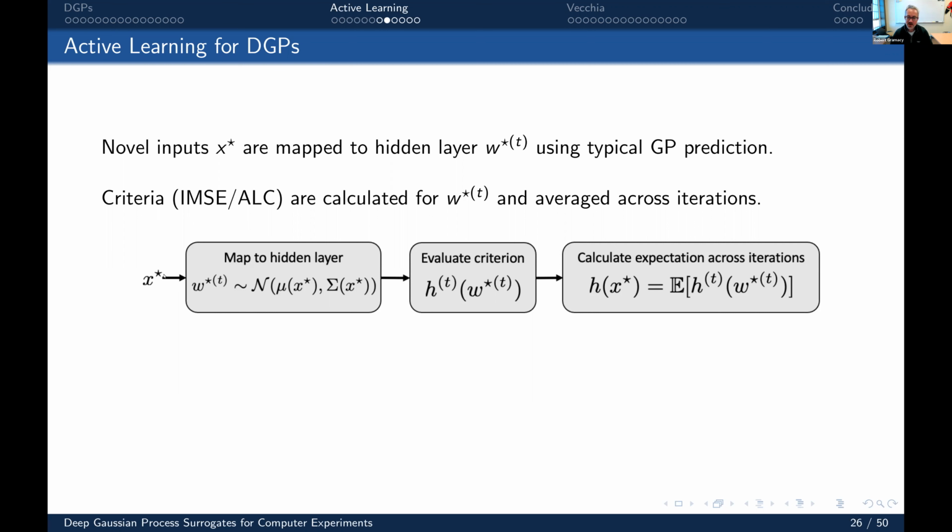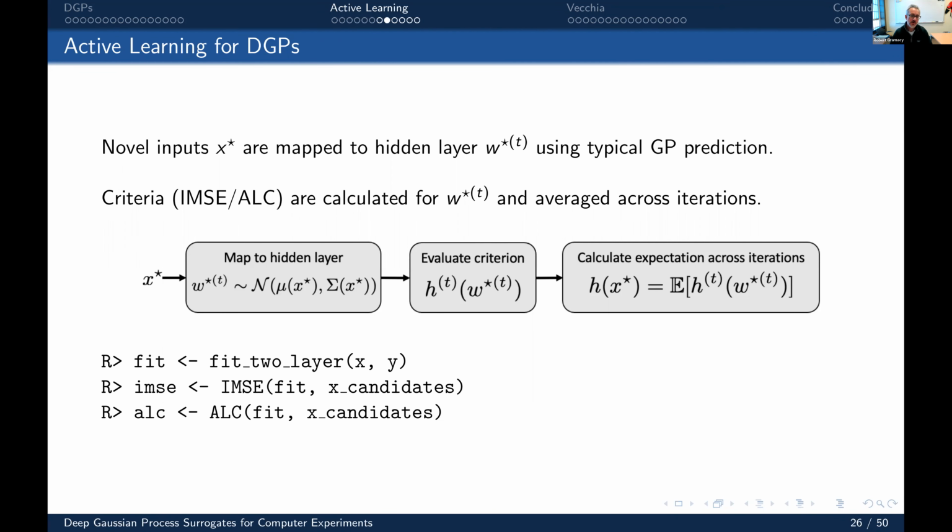So I want to entertain the IMSE of this variable. I need to map it to its W, and then I need to evaluate the criterion like IMSE or ALC on that W instead, and then average over the MCMC. So I just need to repeat that for all my MCMC samples. So I'm really just shoving my decision variable through any of the hidden layers, through the W's, and getting my IMSEs out the other side. And that's really all there is to it.